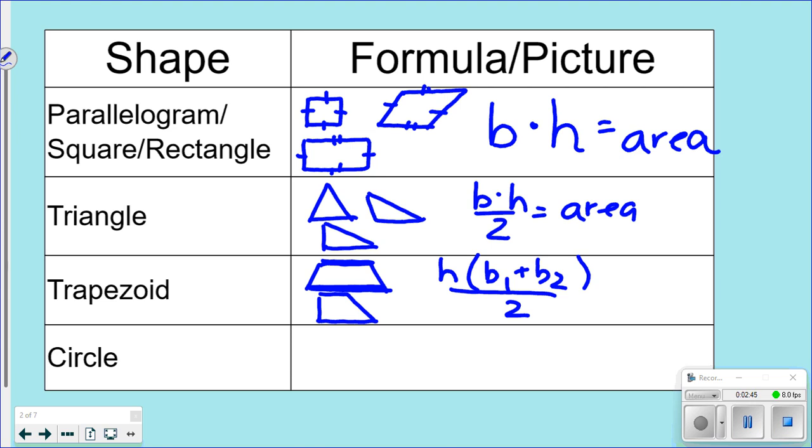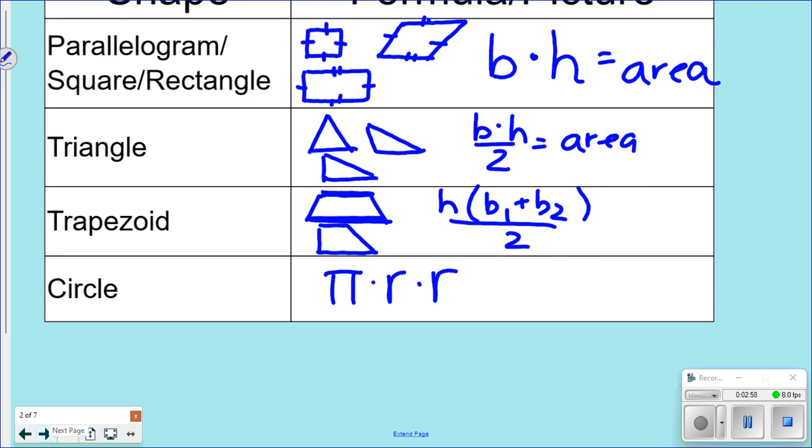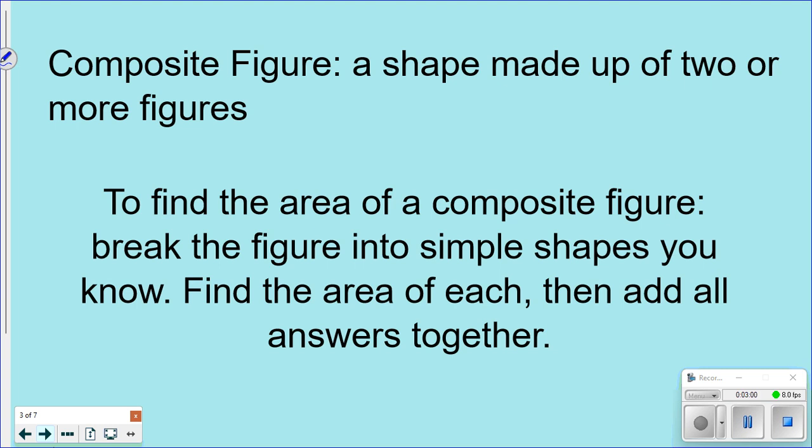And then last, we've talked about a circle before. It's pi times radius, and you're going to have to know this for today as well. So you have to know all of these different formulas to work on today's lesson. So the first thing we're going to do is talk about, like I said, a composite figure made up of 2 or more figures.